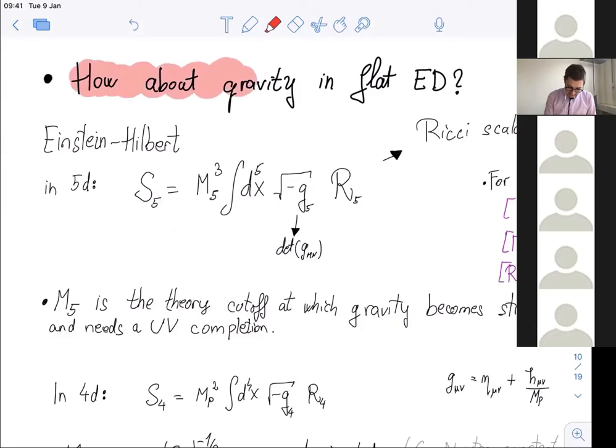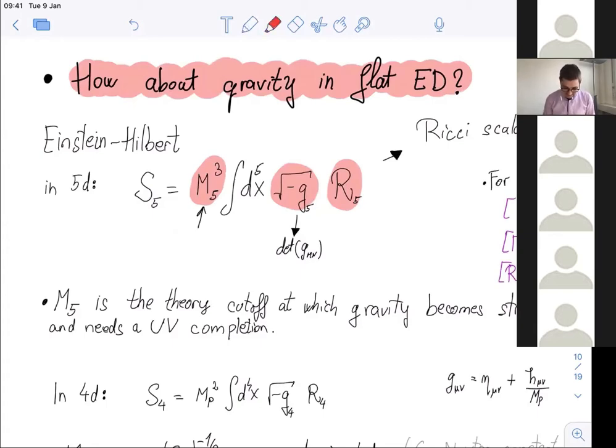How about gravity in flat extra dimension? So let's start with the Einstein-Hilbert action, simply classical general relativity. This is the Einstein-Hilbert action in 5 dimensions, from which the equation of motion will be Einstein's field equations for the metric. So the action is the integral over the Ricci scalar, and there is the volume factor, the square root of minus determinant of the metric, and then there is the integral over d5x. To match the dimensions, there should be a scale over here, the cutoff scale. We know that GR is just an effective theory. Okay, it has a cutoff M5.